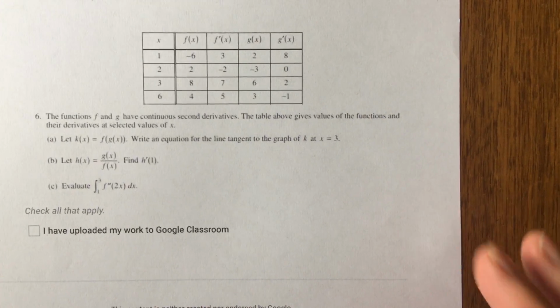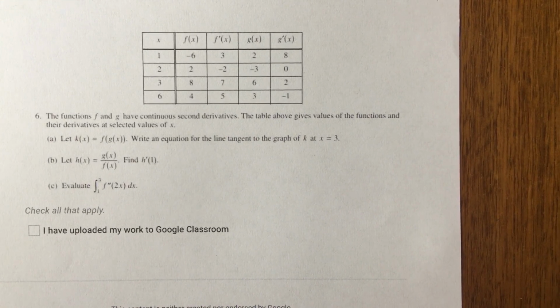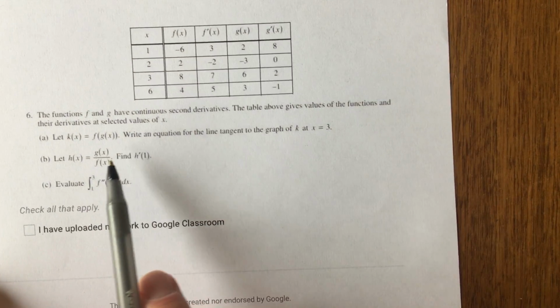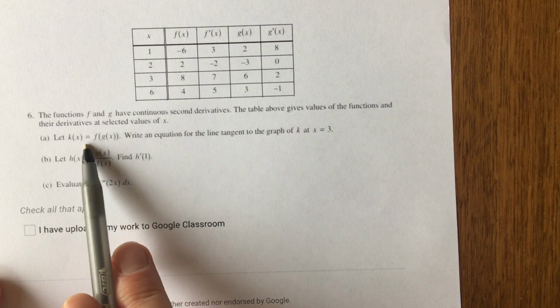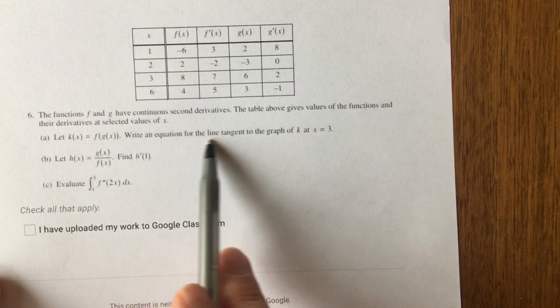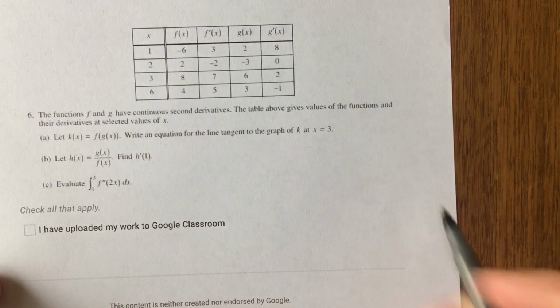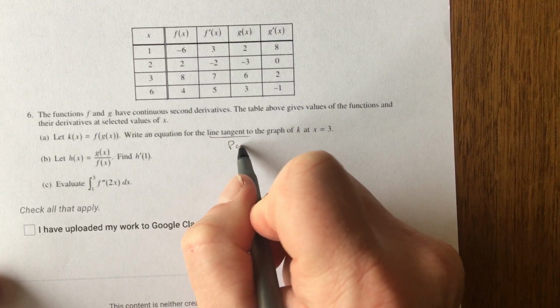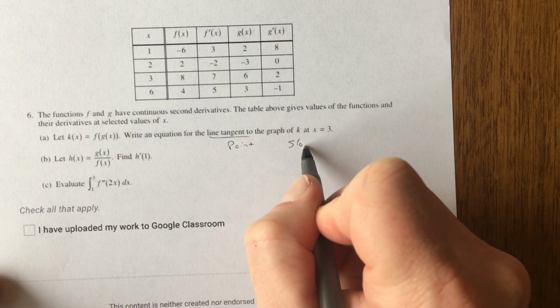All right, now we're going to do the second free response from review day 2. It gives us a table of values of f and g and their derivatives. First question we're asked is, if k is f of g of x, can we make an equation of a tangent line to k at x equals 3?